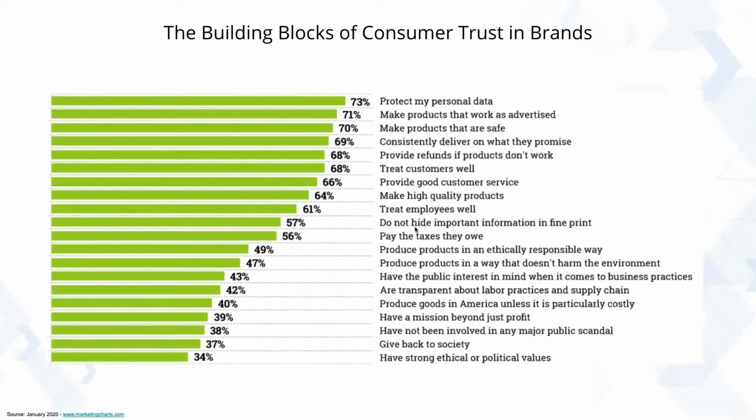So if we think about how to define trust and what makes up that trust, that perception, it's not necessarily so black and white. This is a study done around the building blocks of trust. You can see right at the top, is that brand going to protect my personal data is one of the most important things. But also, will it work as advertised? Is it safe? Are they going to deliver on their brand promise? So really interesting that this is kind of the composition of trust in a brand.